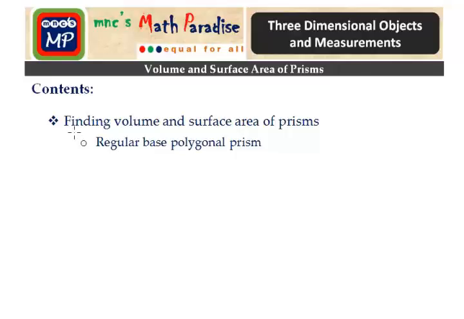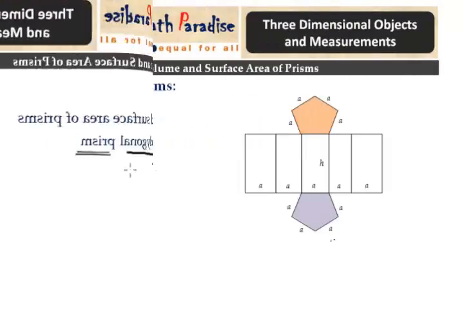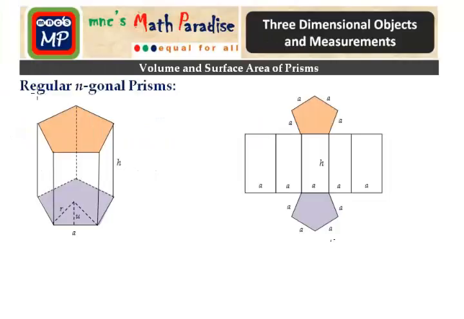In this lesson video, we will learn how to find the volume and total surface area of regular base polygonal prisms. So it's a prism, that means it's a regular solid, where the base is a regular polygon. So for example, regular pentagon, regular hexagon, regular heptagon, and so on. Now we will learn how to find the total surface area and volume of a regular n-gonal prism.